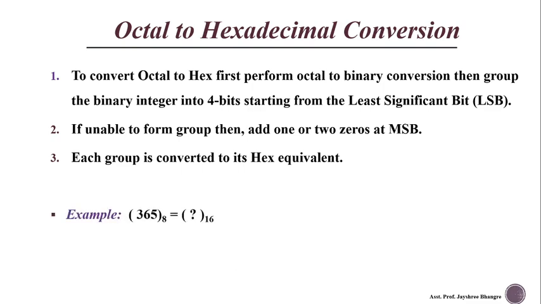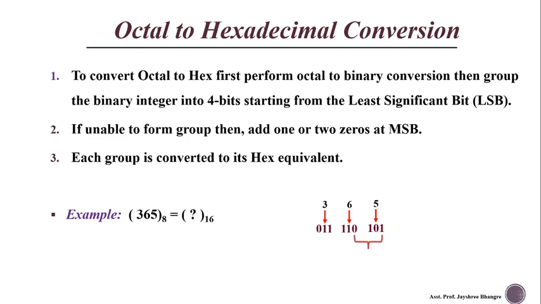Let's see the example. Here 365 is the octal number, and we have to convert it into the equivalent hex number. First we convert this number into its equivalent binary number. So 5 is represented as 101, 6 is represented as 110 and 3 is represented as 011.